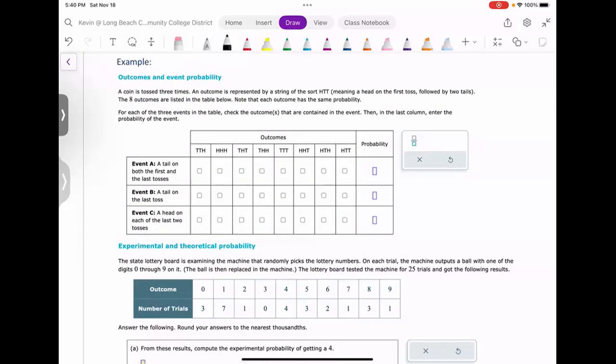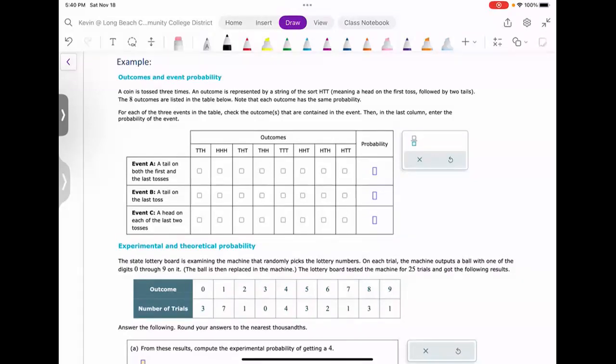All right, we have a few more from ALEKS. A coin is tossed 3 times. An outcome is represented by a string of the sort HTT, meaning heads, then tails, then tails. The 8 outcomes are listed in the table below. Note that each outcome has the same probability. For each of the 3 events in the table, check the outcomes that are contained in the event. Then check the last column and enter the probability of the event.